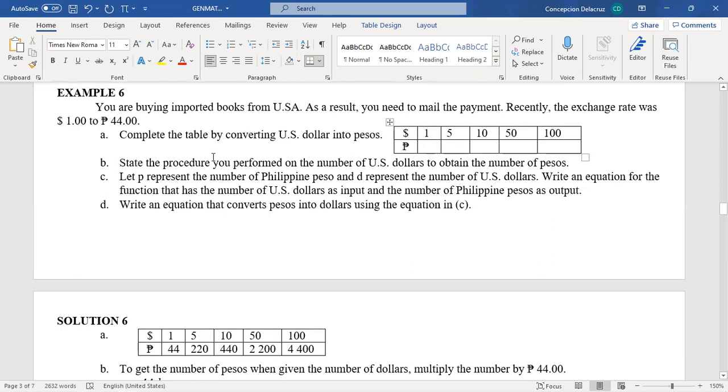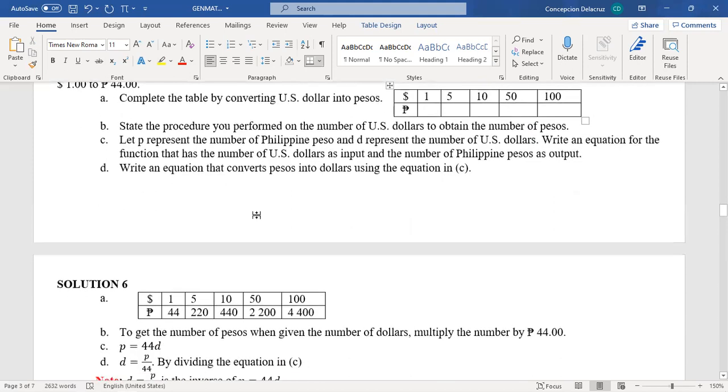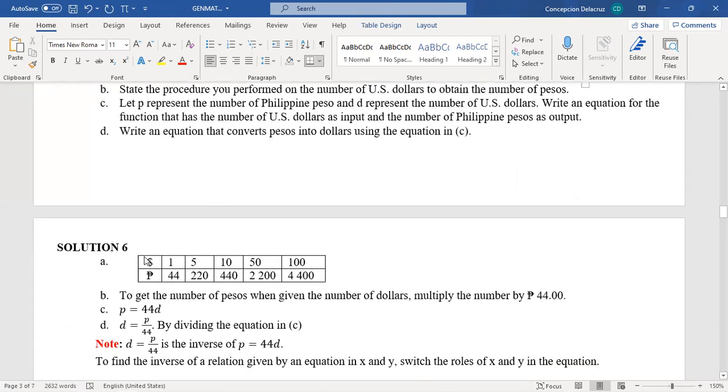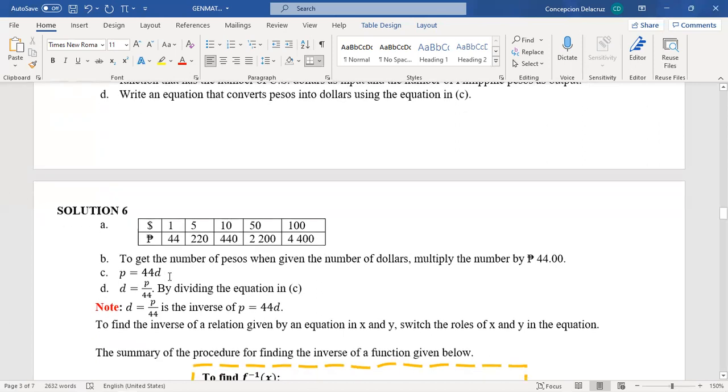The second one is to state the procedure performed. Our first, as I said, is to multiply by 44. 5 times 44 is equal to 220, and so on. So to get the number of pesos when given the number of dollars, you multiply the number by 44. So you multiply the dollar amount by the value of the peso, which is 44.